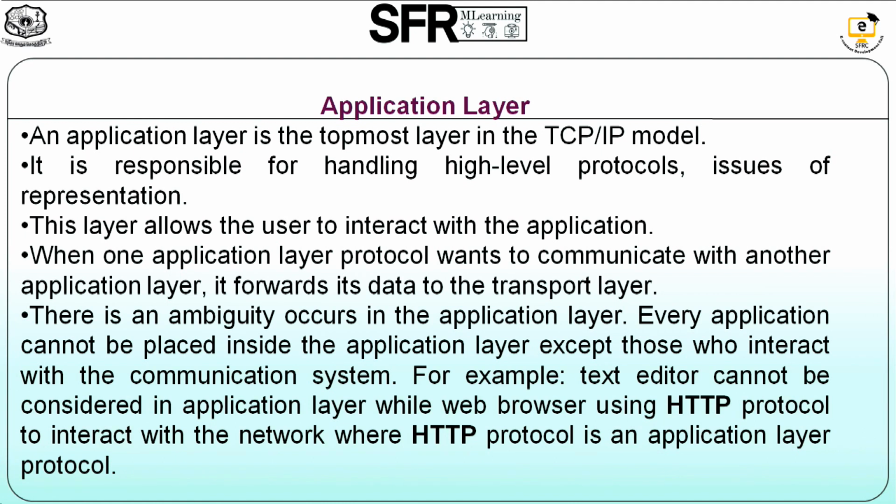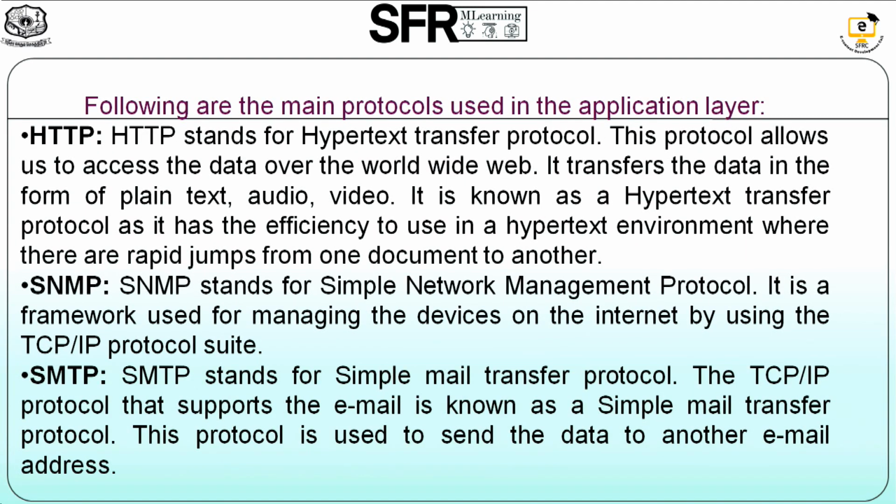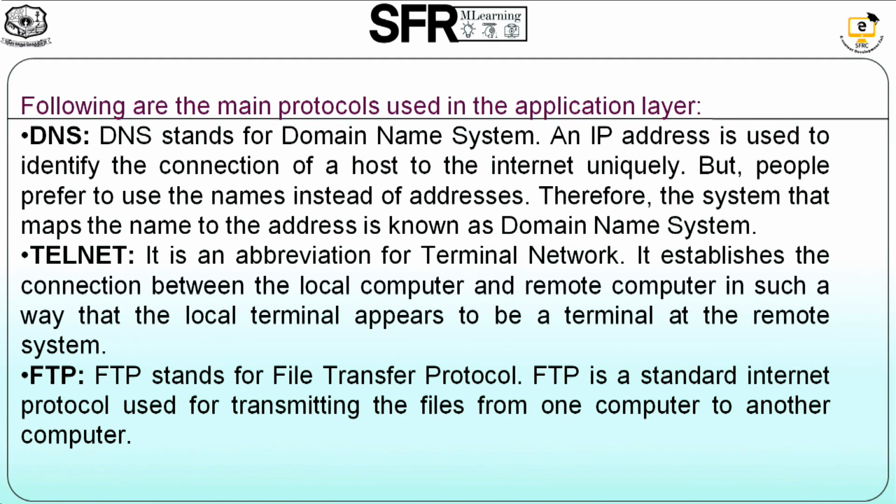There is an ambiguity that occurs in the application layer. Not every application can be placed inside the application layer, except those that interact with the communication system. For example, a text editor cannot be considered an application layer, while a web browser using the HTTP protocol to interact with the network can, where HTTP is an application layer protocol. The following are the main protocols used in the application layer. They are HTTP, SNMP, SMTP, DNS, Telnet and FTP.